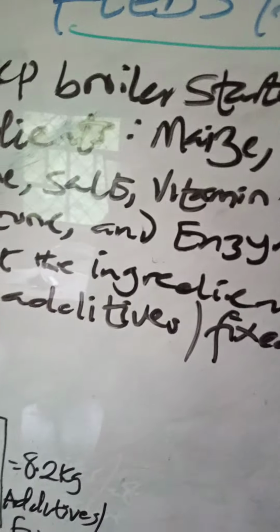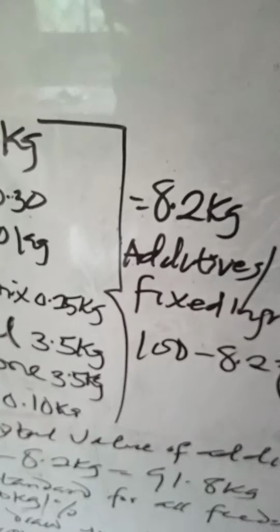Feed formulation. Prepare 24% CP broiler starter using the following ingredients: maize, SBM, lysine, methionine, salt, vitamin premix, bone meal, limestone, and enzyme. The solution to this is: number one, list out the ingredients and assign value to additive, or what we call fixed ingredients. Additive value have been predetermined by the experts in the industry.